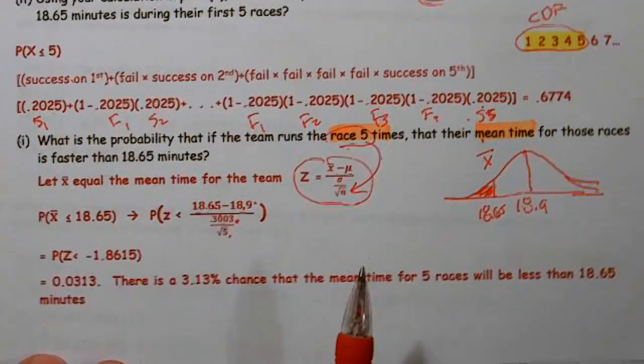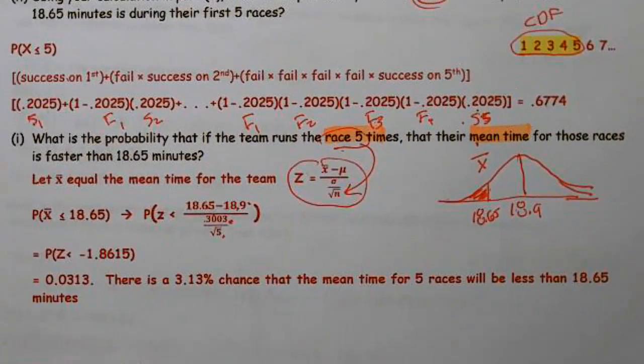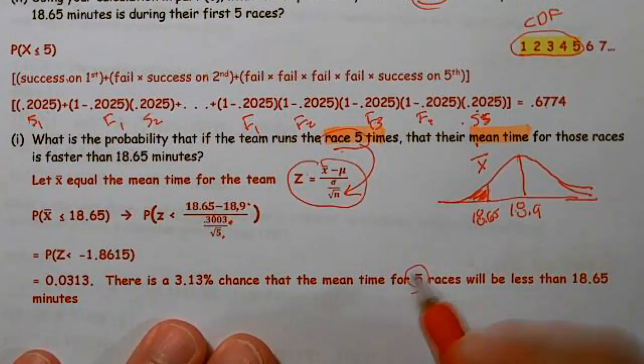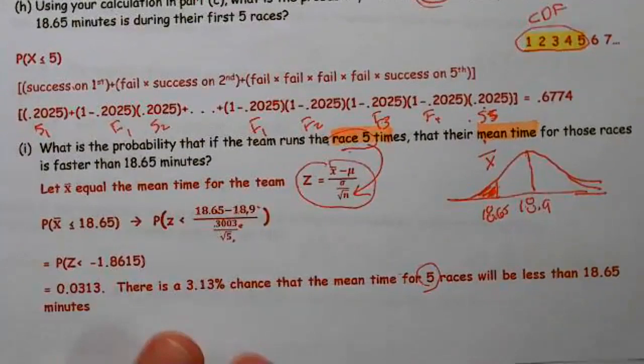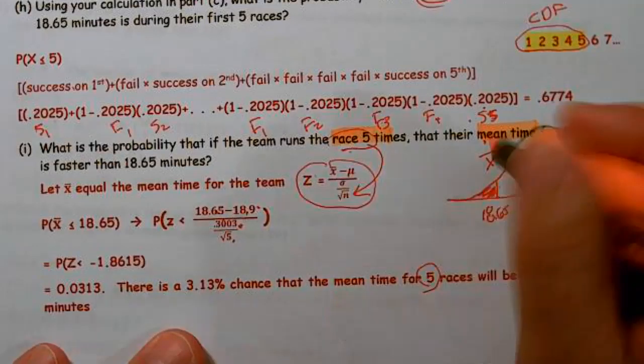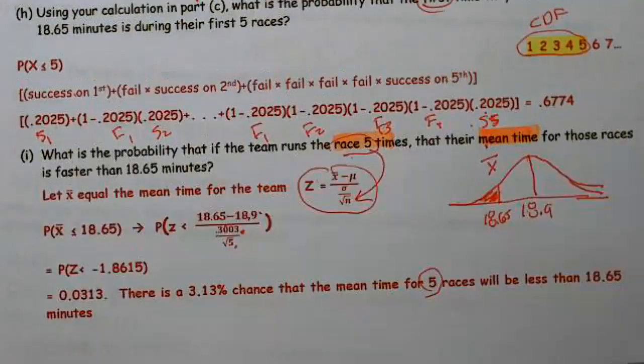There's about a 3% chance that the mean time for 5 races will be less than 18.65 minutes. This was different than the first time we did it, where we asked what's the probability they'll run a race, so that's why the sample was size 1. Here we're doing 5 races. And once again, one of the key words that shows up is mean. So hopefully that'll help with that.